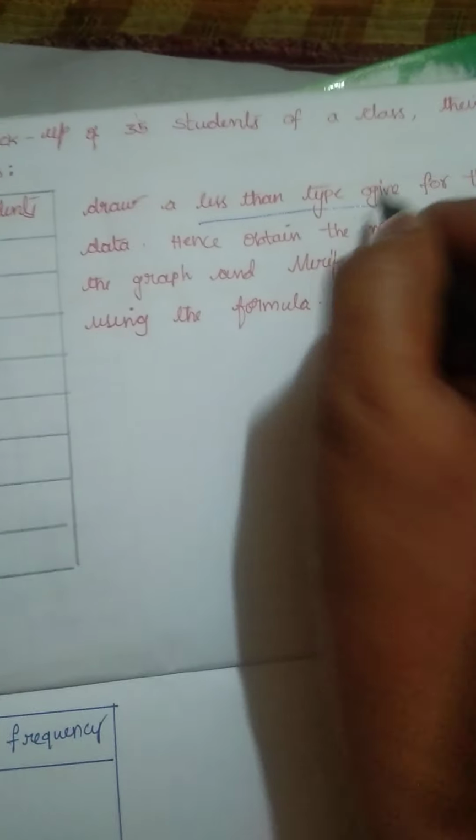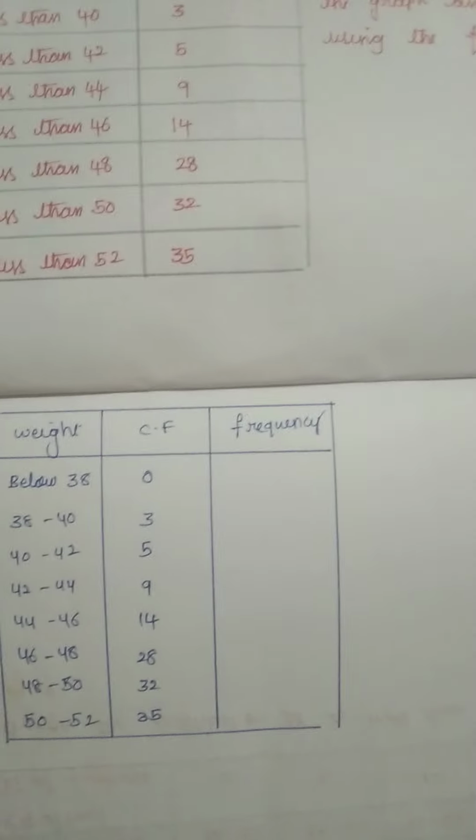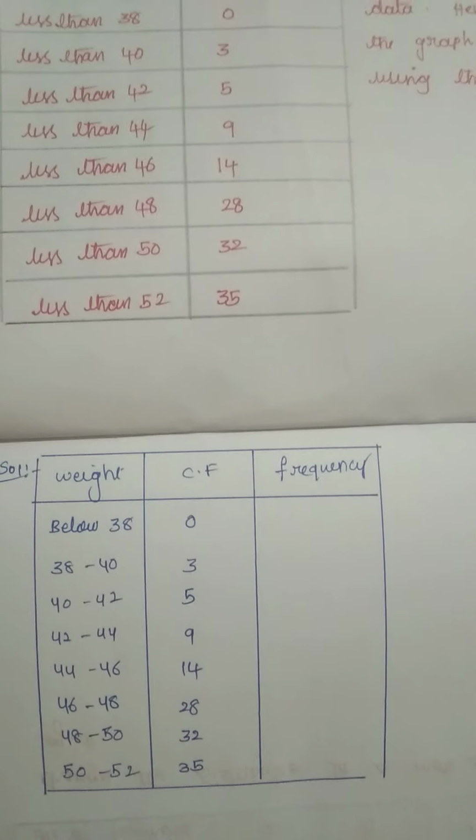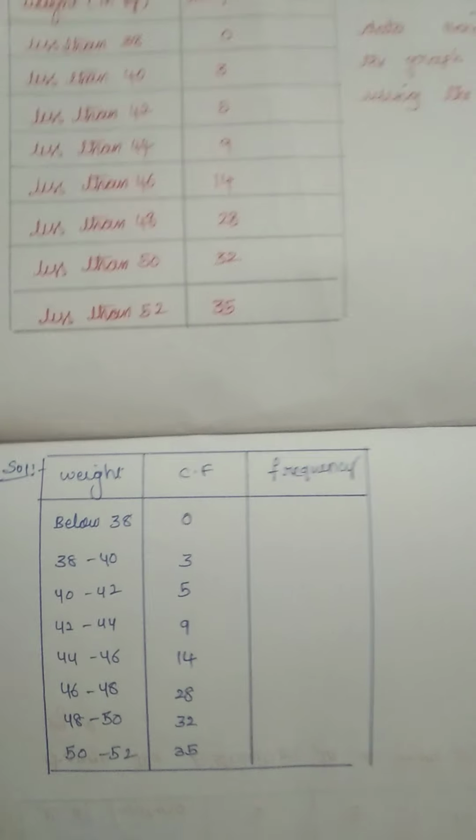So they are asking to draw a less than type ogive for the given data, hence obtain the median weight from the graph and verify the result by using the formula, right? So first let us draw a less than type ogive for the given data.